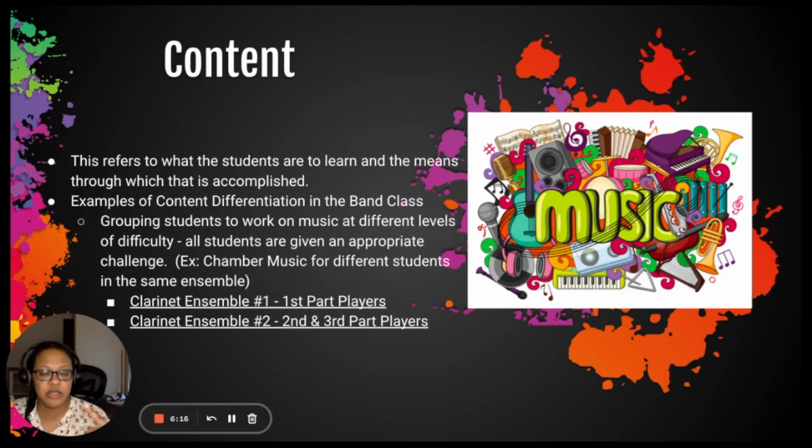And so we have two different clarinet ensembles that we had for our winter concert. Our winter concert was during the school day, and so we were able to be really flexible, to keep the crowds small. We did have people come, and we had our chamber groups set up all over the place. Our first part players played a clarinet ensemble, and then our second and third part players also played a clarinet ensemble. And they were in different places, and they had different challenges, and they were addressing different things.